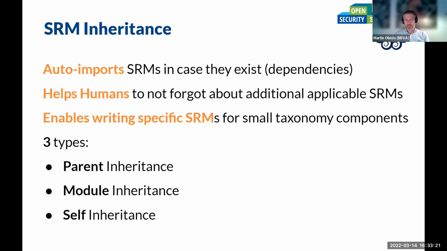Okay. And this also enables us to write very specific security requirements modules that only apply to a very narrow set of circumstances, and that will only get imported for these particular cases. But in order to do that, we need to guarantee that this will be imported accordingly. Okay. So we came up with 3 types of inheritance: based on parent, based on module, and based on self.